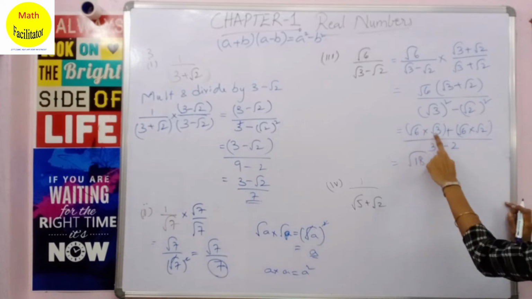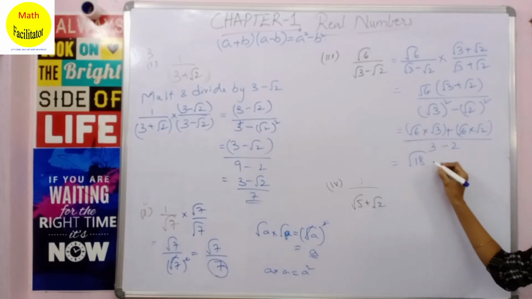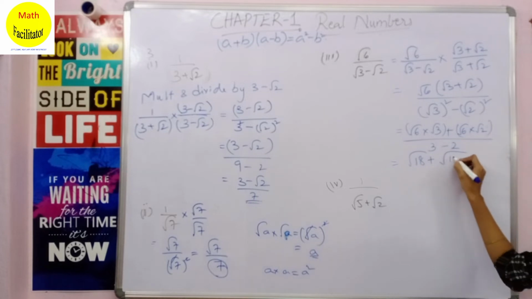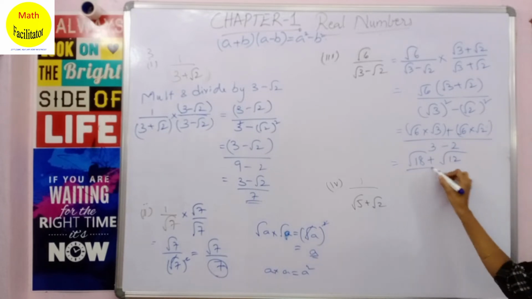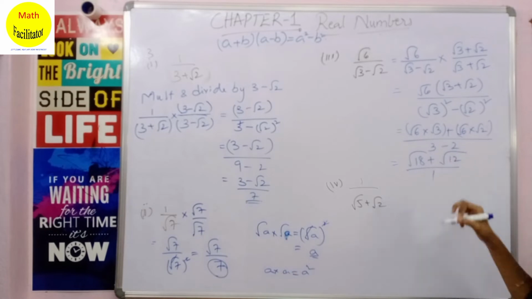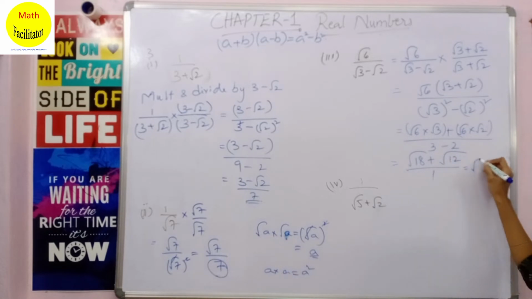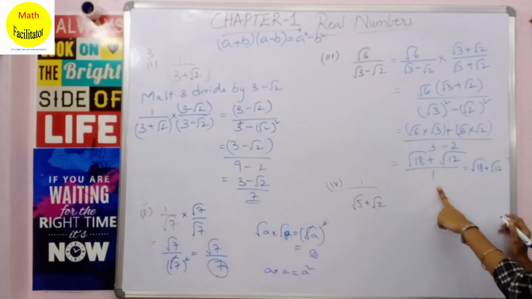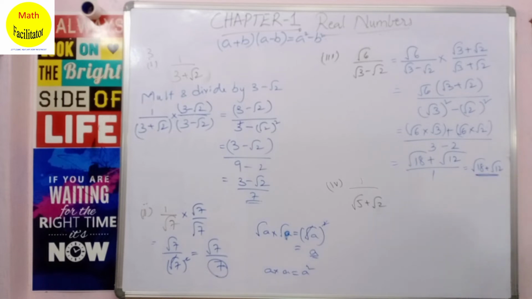Okay, it is root a into root b, so root ab. Plus root 6 into 2 is 12, divided by 3 minus 2, which is 1. So the answer is root 18 plus root 12, and you have rationalized the denominator. Now 1 is the rational number. Okay, so this is the simplification.